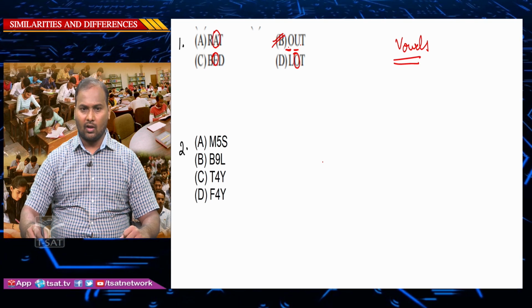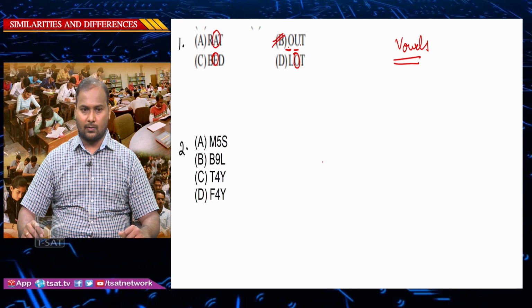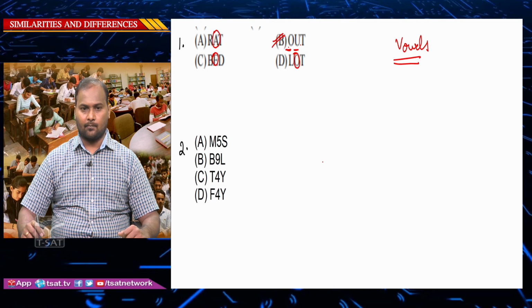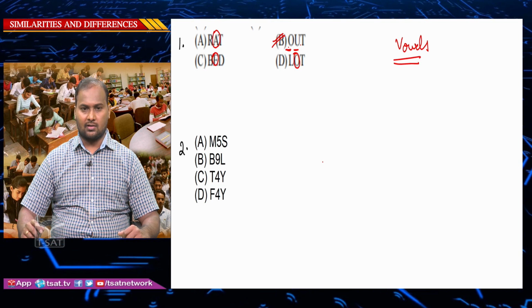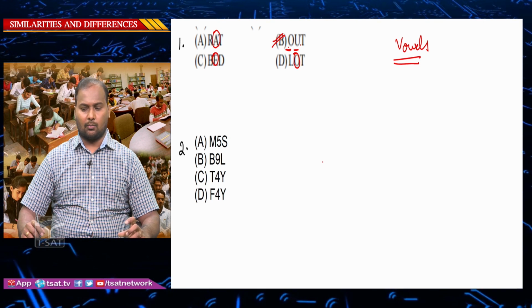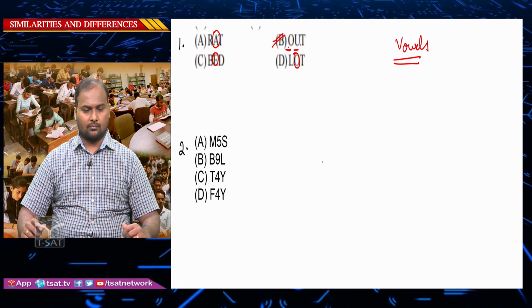I already said that once you are checking the vowels, you need to check how many are there. For example, in OUT, we have two vowels. At the same time, check how they are arranged. In the remaining three options, all the vowels are arranged at the center, but in option B, the vowels are adjacent. So, this is based on vowels and consonants. Let's see the next question.